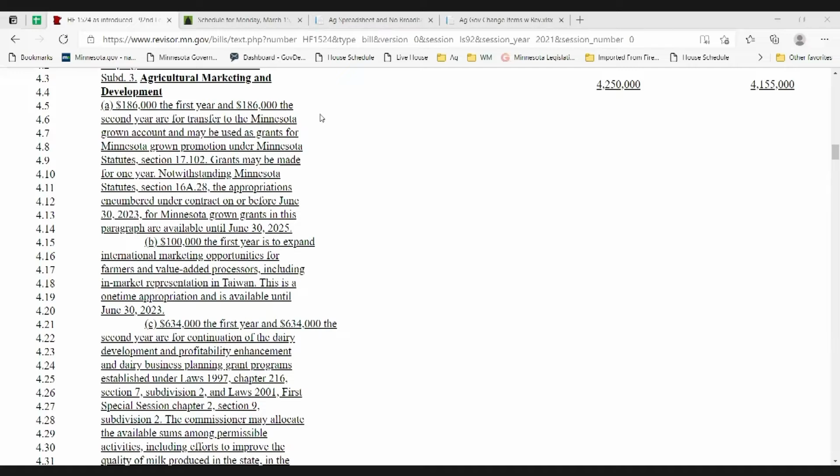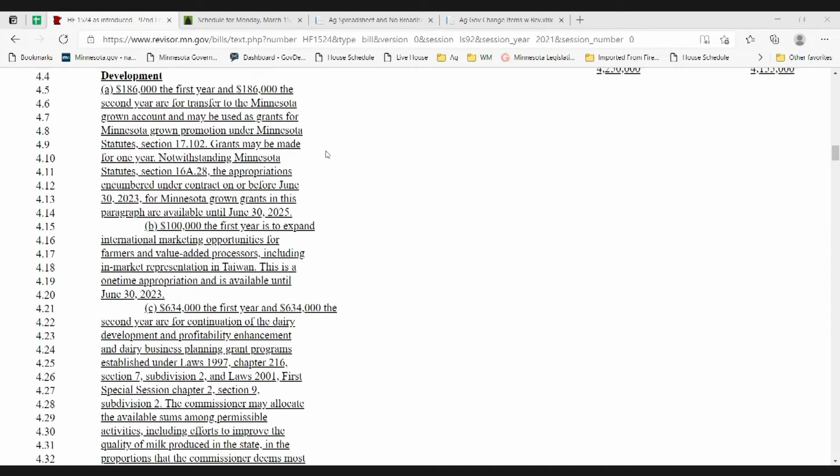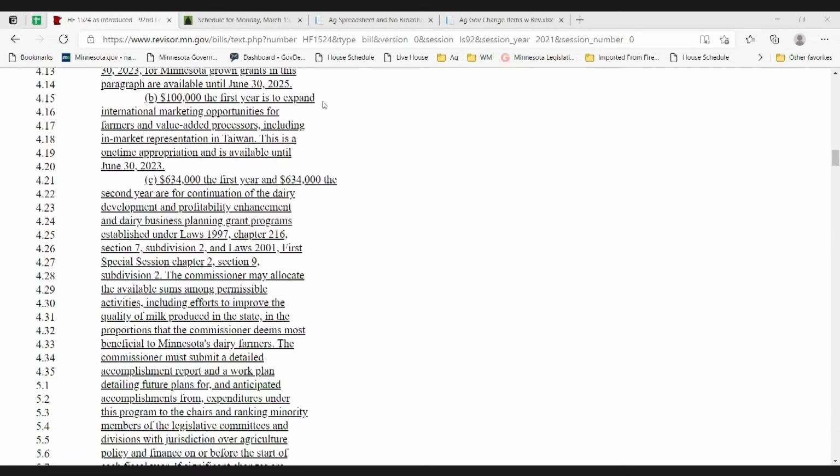The first rider, A, is base and is in the bill every 2 years, but the new paragraph B, beginning on 4.15, is the language that goes with the governor's proposal for $100,000 one time for additional international marketing opportunities, including in-market representation in Taiwan.